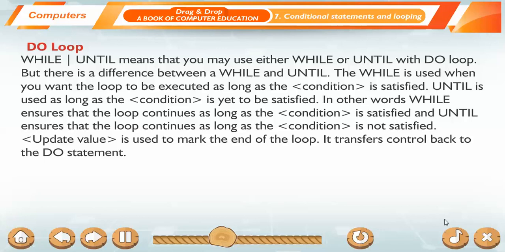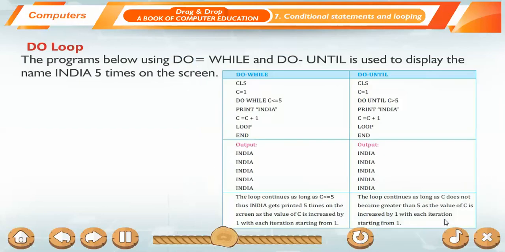Update value is used to mark the end of the loop. It transfers control back to the do statement. The programs below, using do while and do until, are used to display the name India 5 times on the screen.